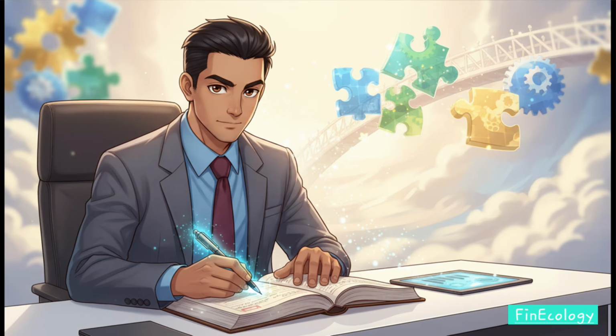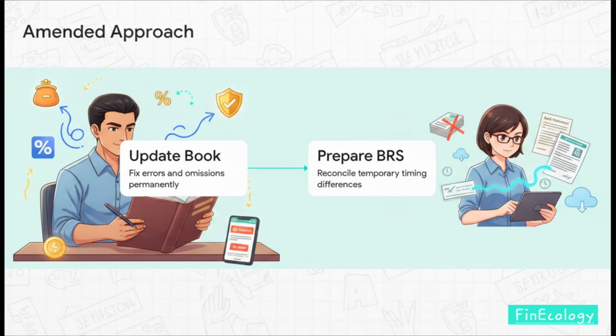But in the real world, there is actually a much more efficient, proactive way to handle this, and it's called the amended cash book approach. Let's take a look. This approach happens in two distinct steps. Step 1, Raju proactively and permanently fixes the errors and omissions in his own cash book first.